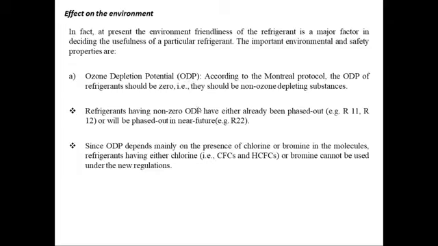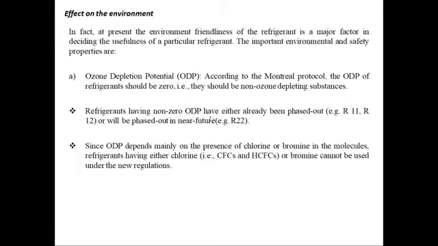So let's discuss ODP first and then we will discuss the GWP. Ozone depletion potential: according to the Montreal Protocol, the ODP of a refrigerant should be 0. So your R134a actually has a 0 ODP. They should be non-ozone depleting substances.